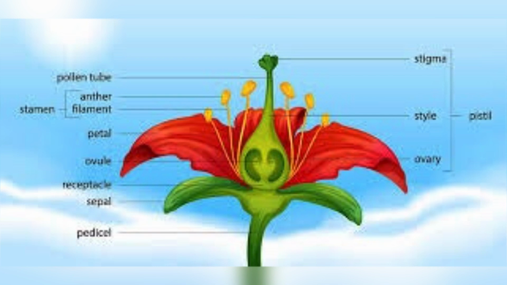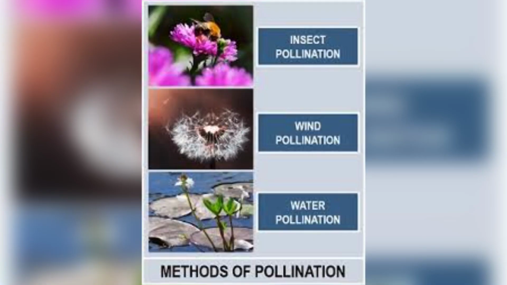The style is a long tube. The tip of this tube is called the stigma. It is sticky and has a small opening. The pollen grains enter through the stigma and pass through the ovary. As a result, the flower changes into a fruit.